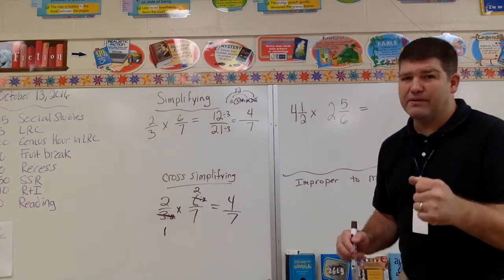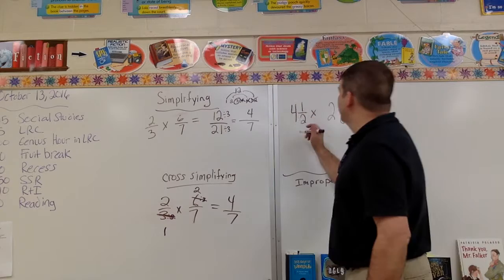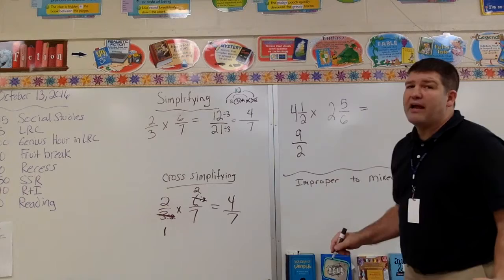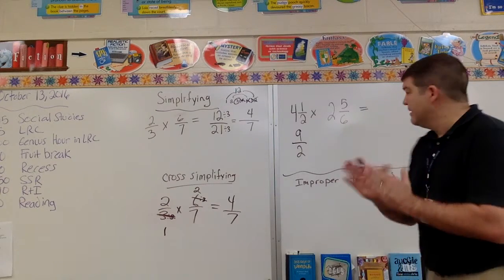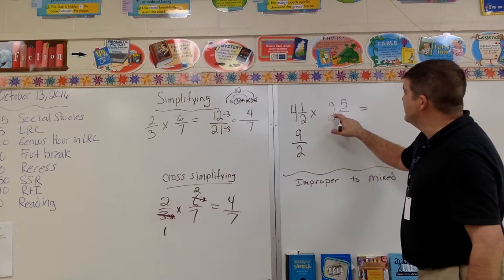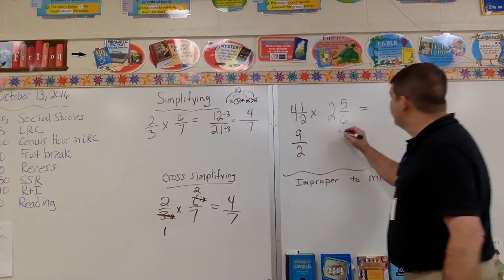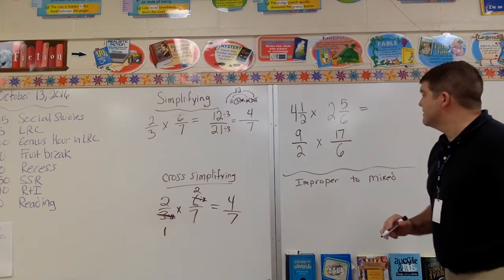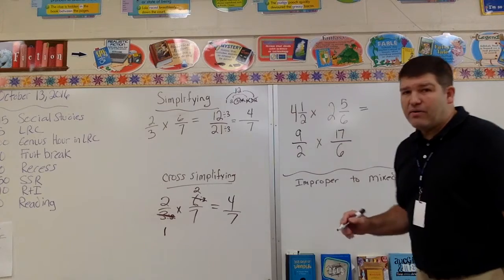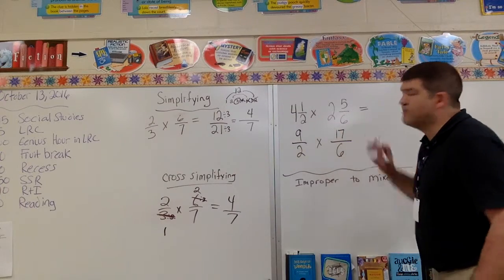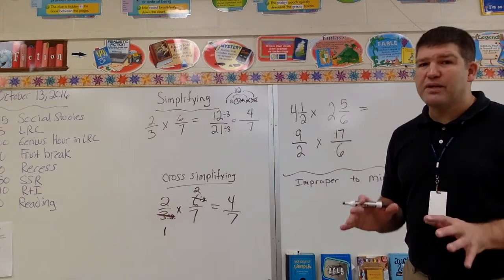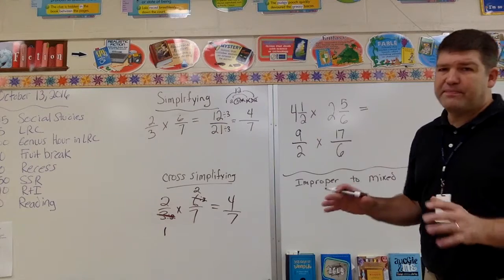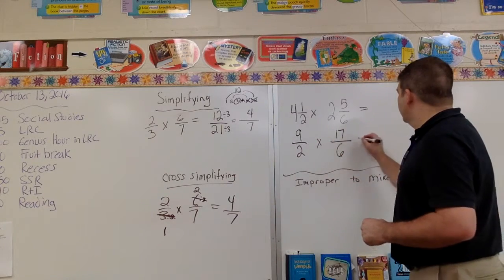This is important. Okay? So 2 times 4 is 8 plus 1 is 9. 9 halves. And 9 halves is the same as 4 and 1 half, but it's now a fraction. Okay? And this one, 6 times 2 is 12, plus 5 is 17. 17 sixths. Okay? So now I have fraction times a fraction. They're both improper, but that's okay. They're both fractions. There's no whole numbers. There's no mixed. Okay? Now I just go across. Equals.